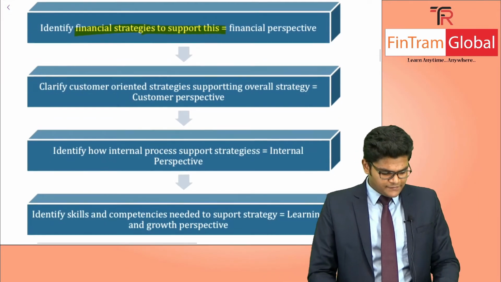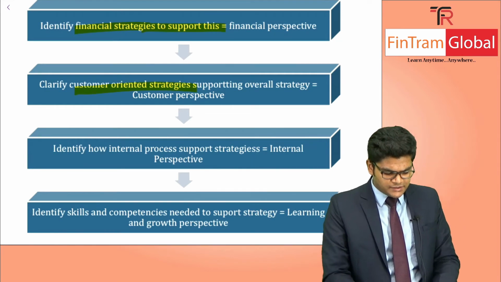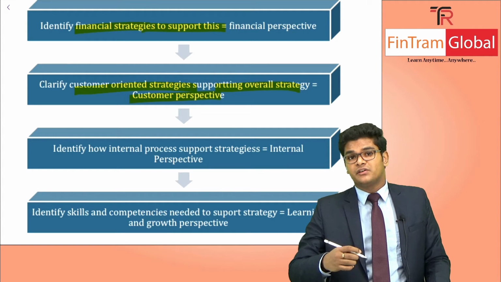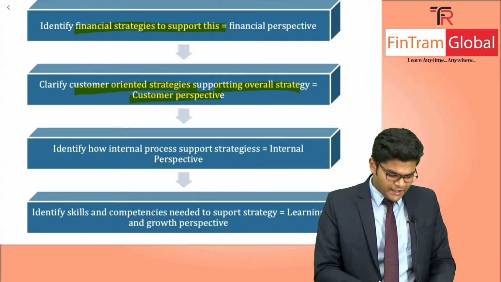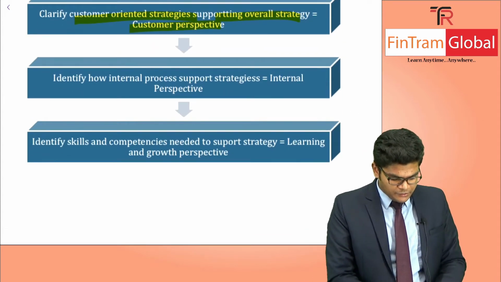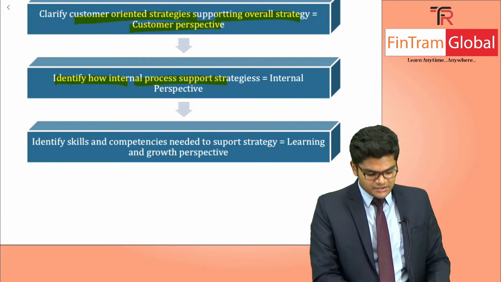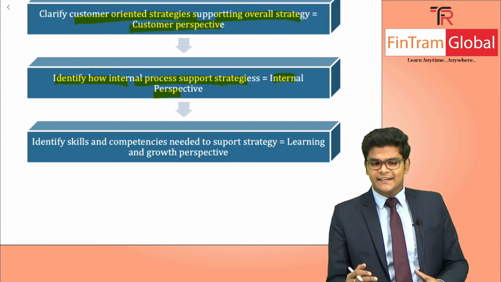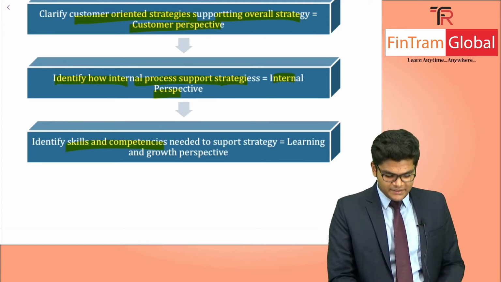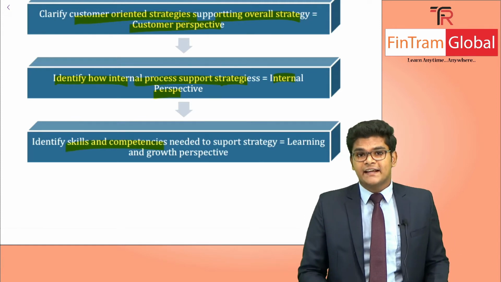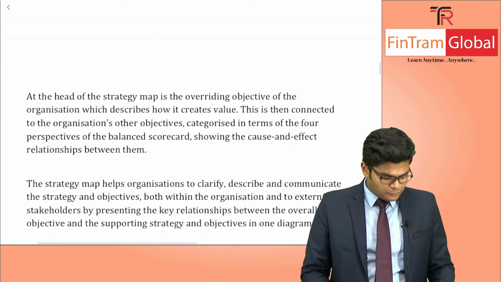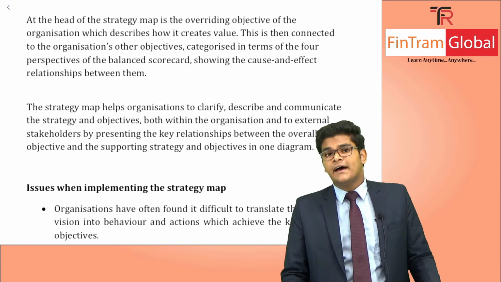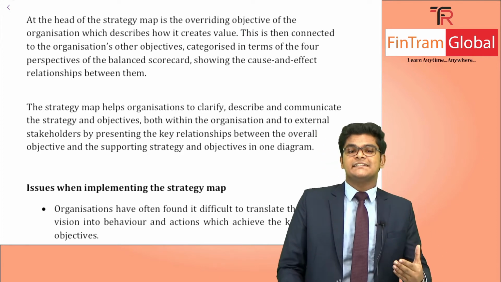isn't it? And after that, we clarify the customer-oriented strategies supporting the overall strategy, which is focused on the customer perspective. And then we look at how to identify internal process support strategies, which is the internal business process perspective. And finally, we identify the skills and competencies needed to support the strategy in the learning and growth perspective as well, isn't it? So that is all about the step-by-step process of strategy mapping.